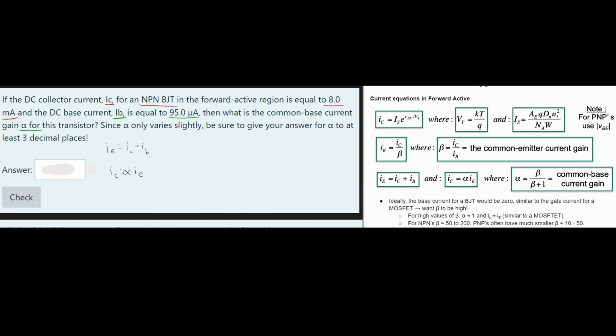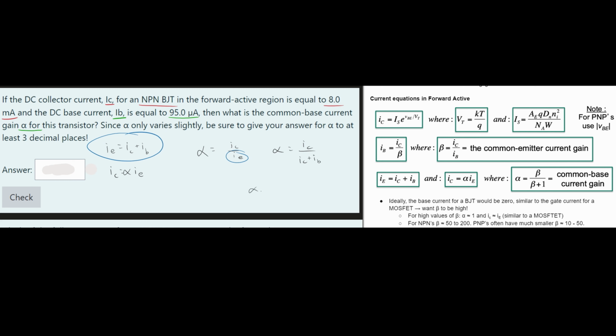So we're going to have to substitute the top equation into the bottom equation because we want our alpha. So our alpha is going to be equal to IC over IE, because we're just multiplying both sides by 1 over IE to get alpha by itself. Now we can plug these things in, so we take this and plug it in here. So alpha is equal to IC over IC plus IB. So that's going to be our equation.